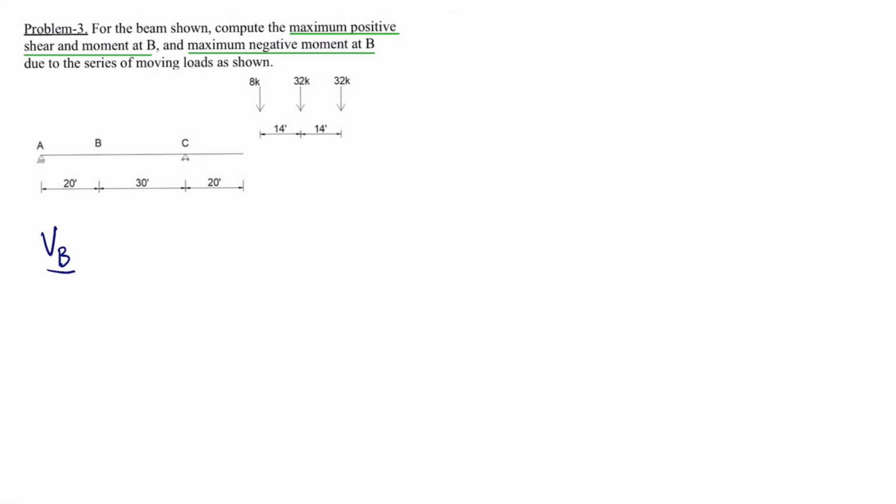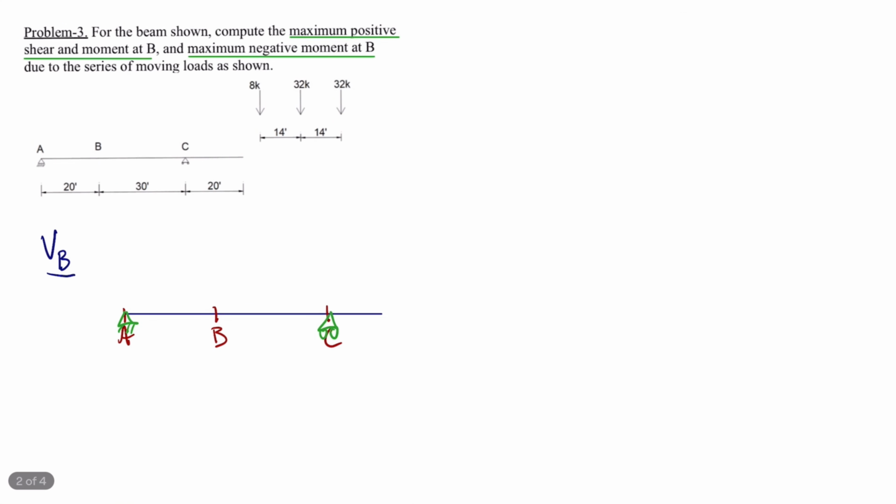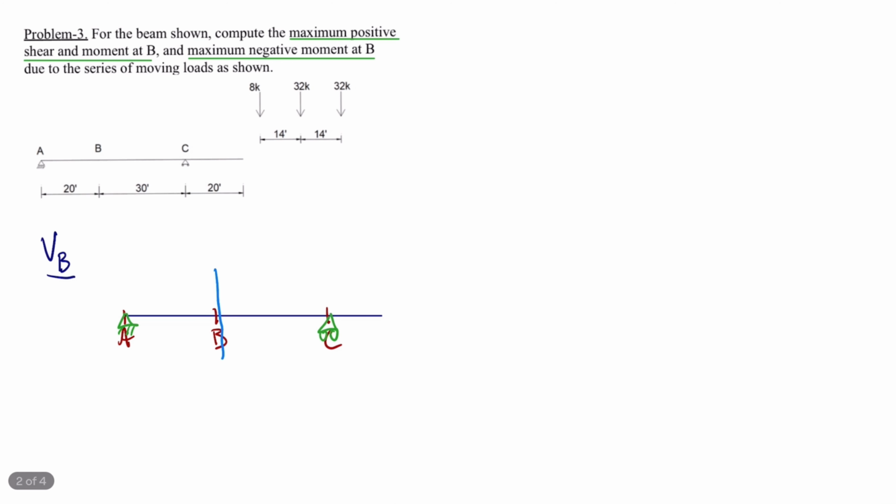So the first thing we want to do is to draw the shear diagram at B. You can go ahead and label this A, B, and C. And then we just have to use the rules that we know to draw the shear at B. So we know that the shear at B is going to be 1 unit, and the rest of the lines will look something like this.